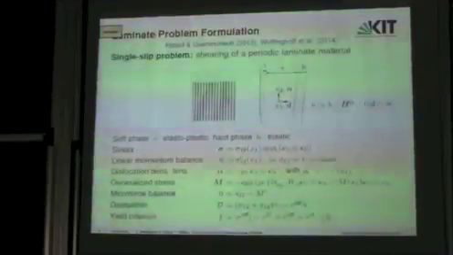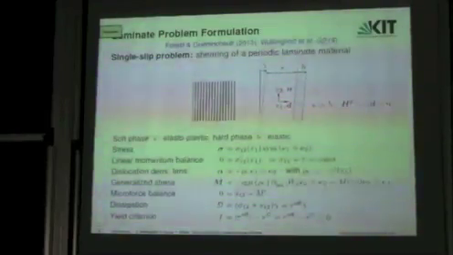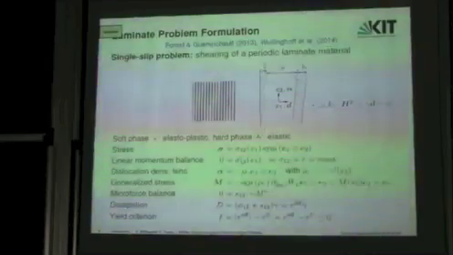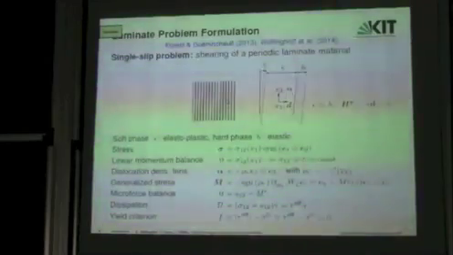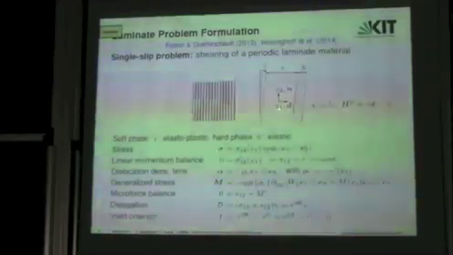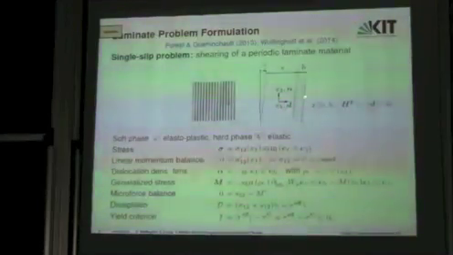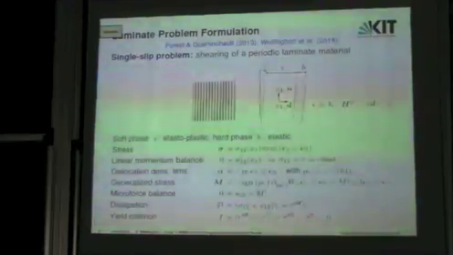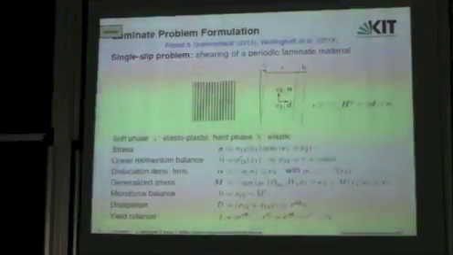Okay, now in the next step we want to investigate the behavior of these two promising stress potentials within an example. The example is given by a single slip problem, specifically the shearing of such a periodic laminate material, as shown here. The material is assumed to be composed of a soft elastoplastic phase here, given by S, and a hard elastic phase. And the slip system is assumed to be aligned with a given coordinate system.